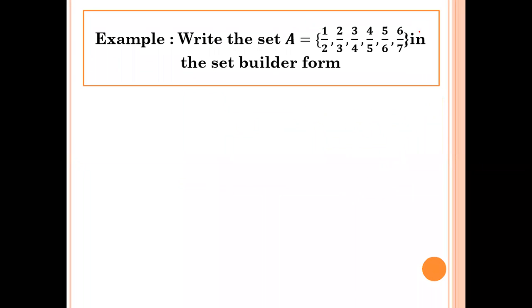Now we'll see who will give me the answer for this one. Who will be the first one to give me the answer for this question? Write the set A equal to 1 by 2, 2 by 3, 3 by 4, 4 by 5, 5 by 6, 6 by 7.